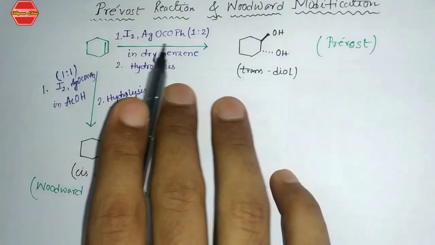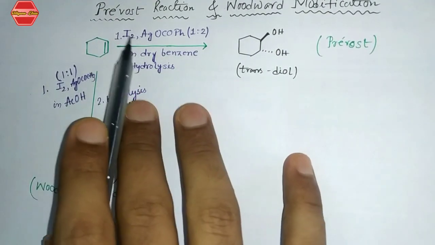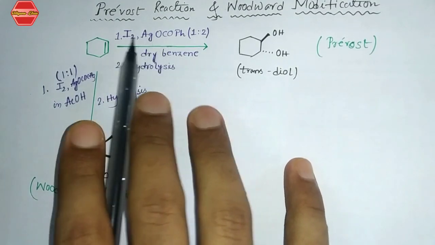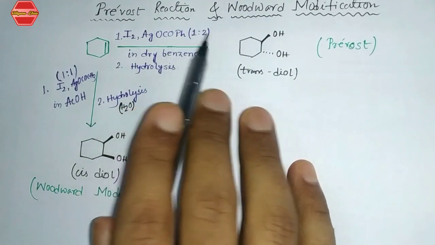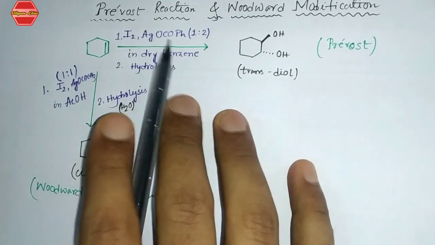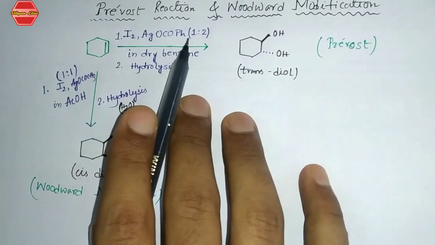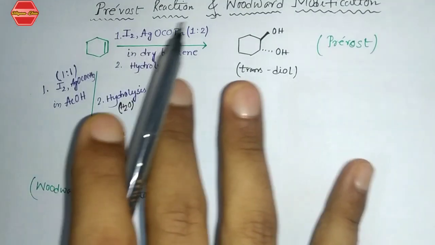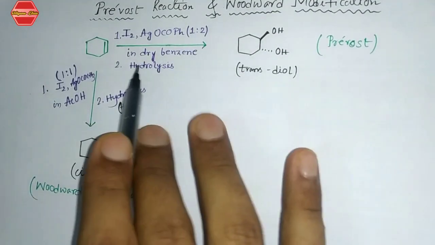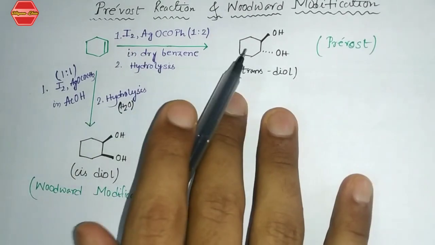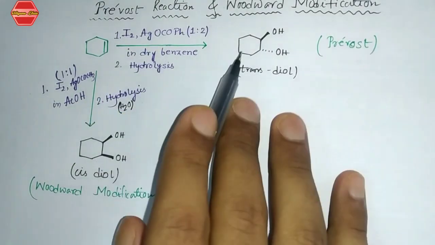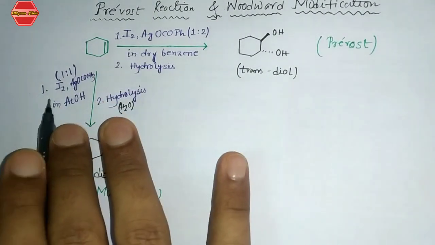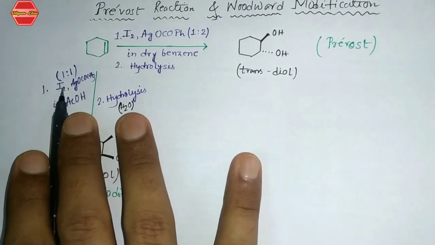Now see what the reagent is. The reagent is I2 and AgOCOPh, and the ratio of these two is very important. In case of Prevost, the ratio is 1:2, and it is generally used in an inert solvent. The second step is the hydrolysis part, and if we use this type of reagent, then we get the trans-diol.